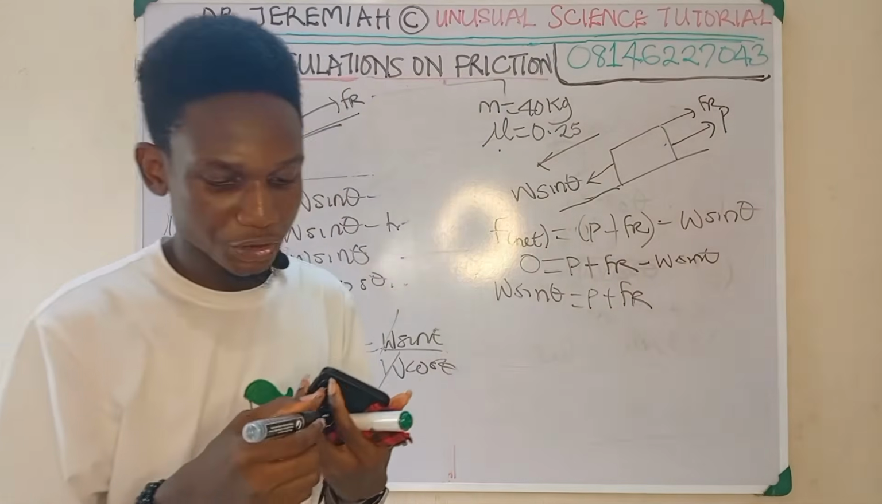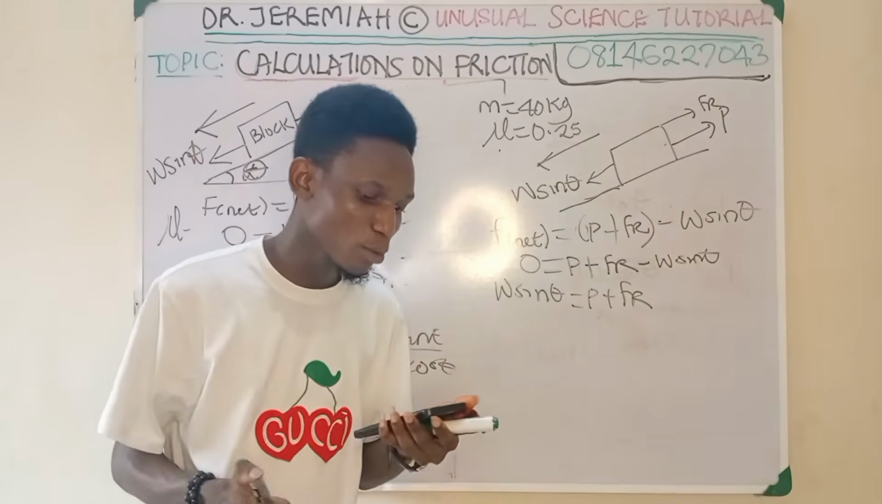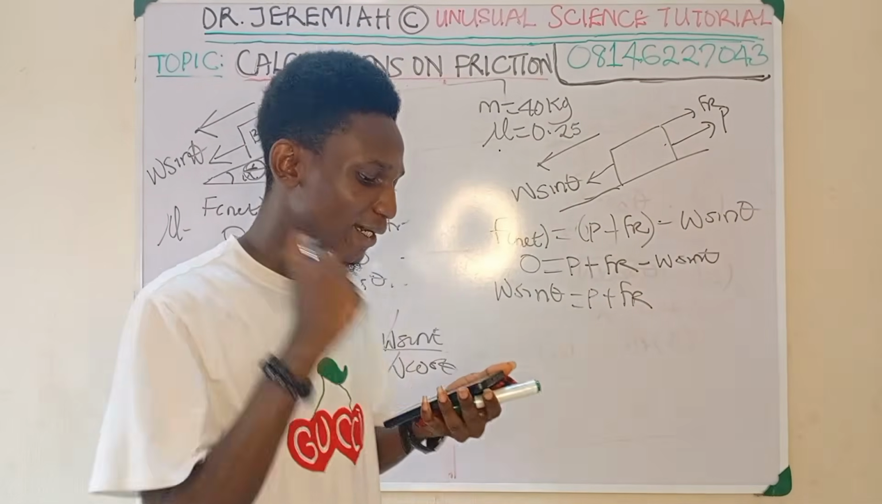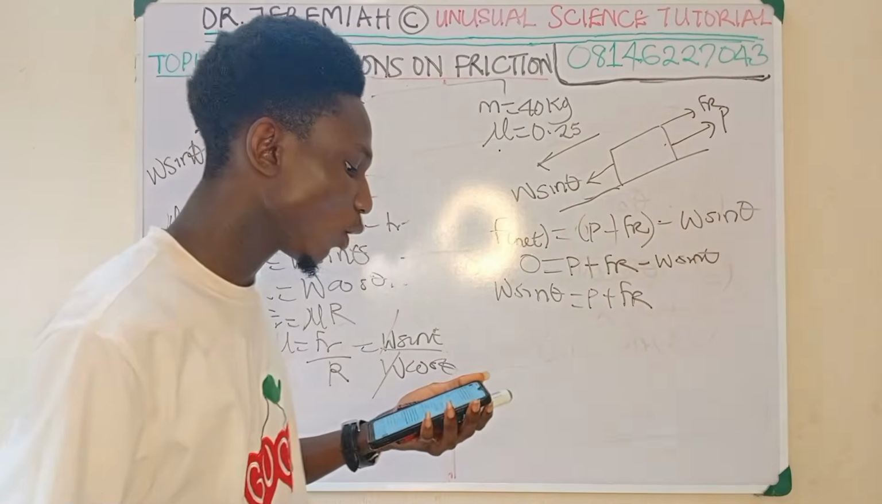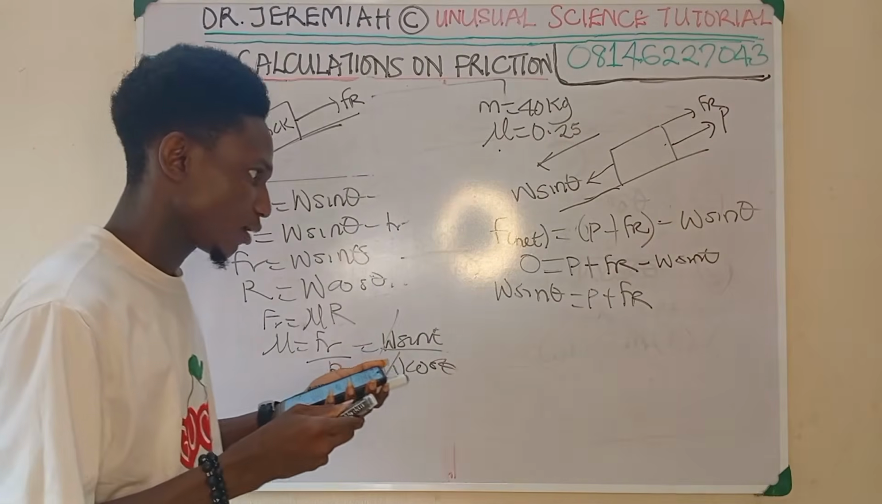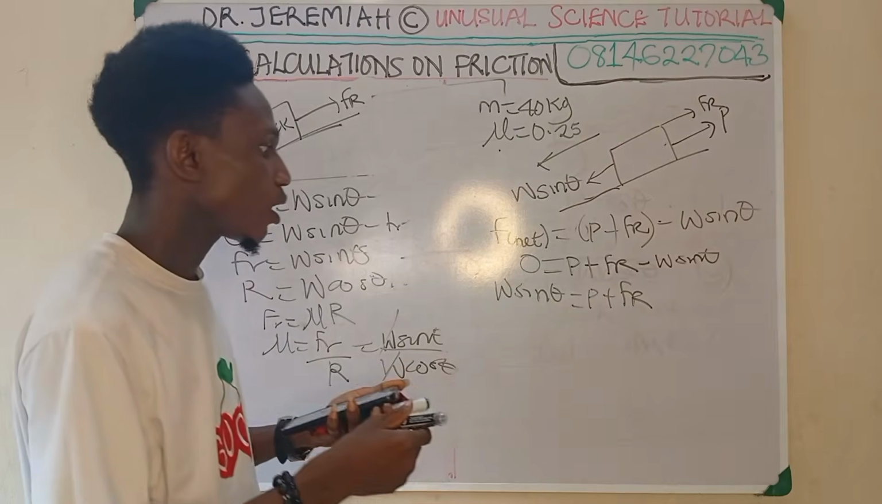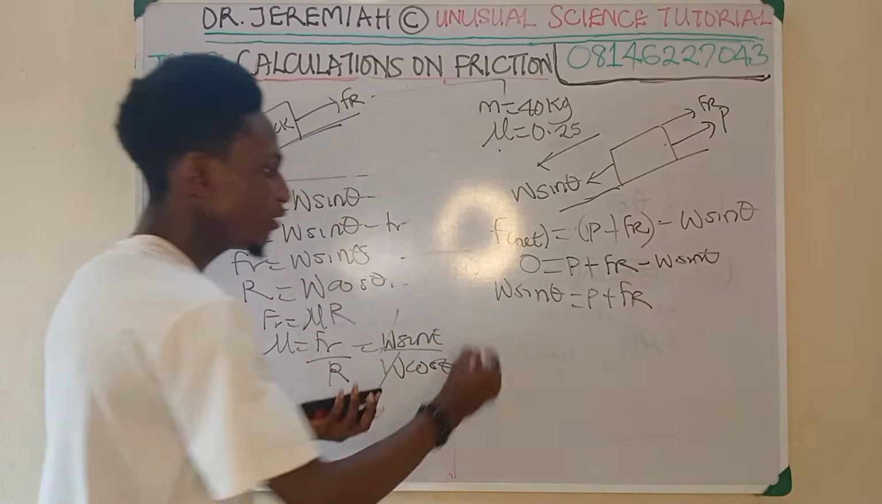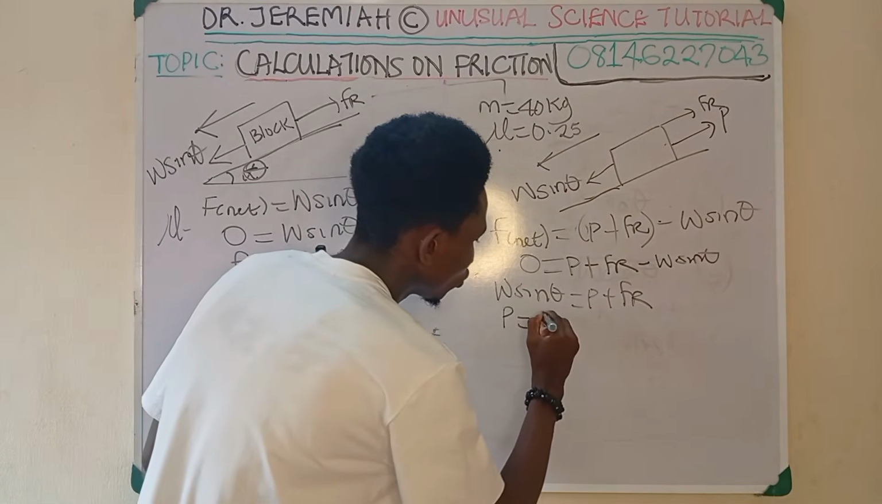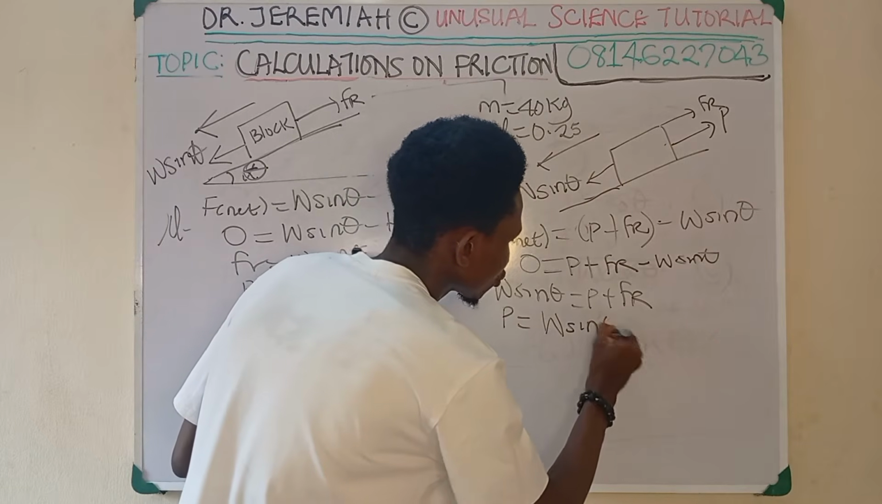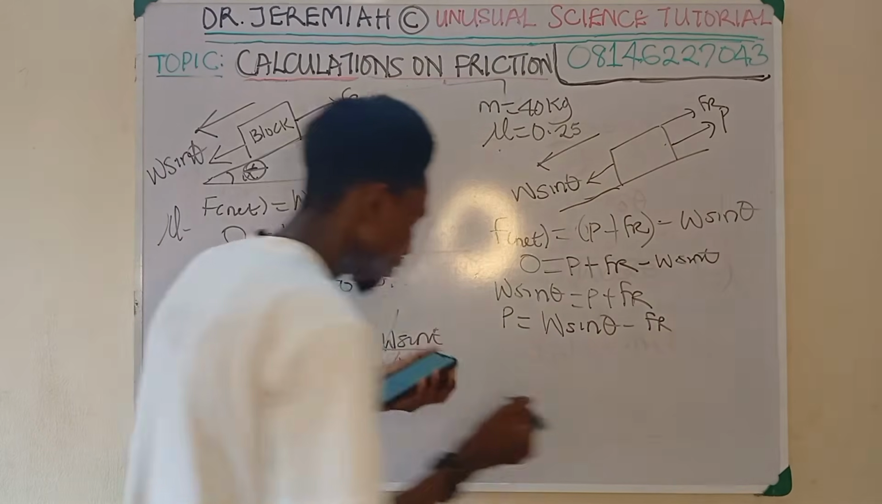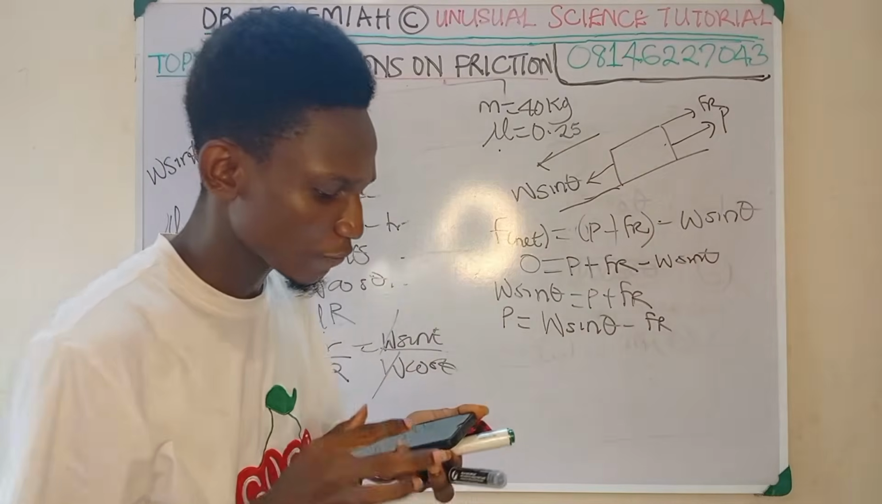Now, what do they say we should find in the question again? You find the magnitude of the minimum force needed to keep the crate stationary on the concrete base. So, what is the magnitude of the pulling force now? We are going to do pulling force equal to W sin theta. If you bring the frictional force to that side, you're going to get FR. But in this question, they didn't give us the value of frictional force.